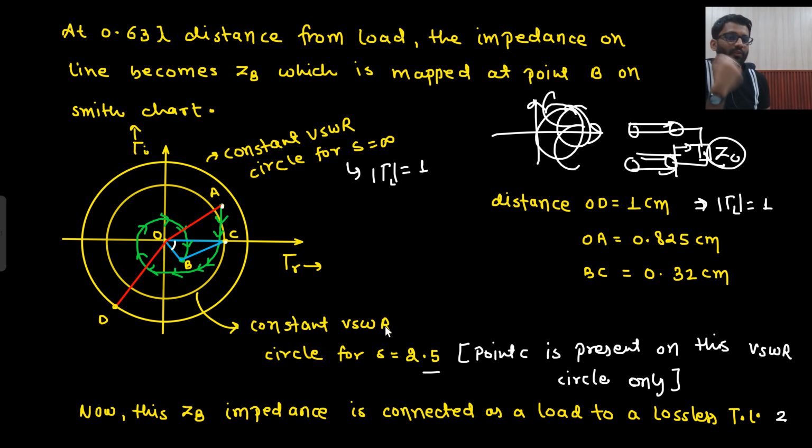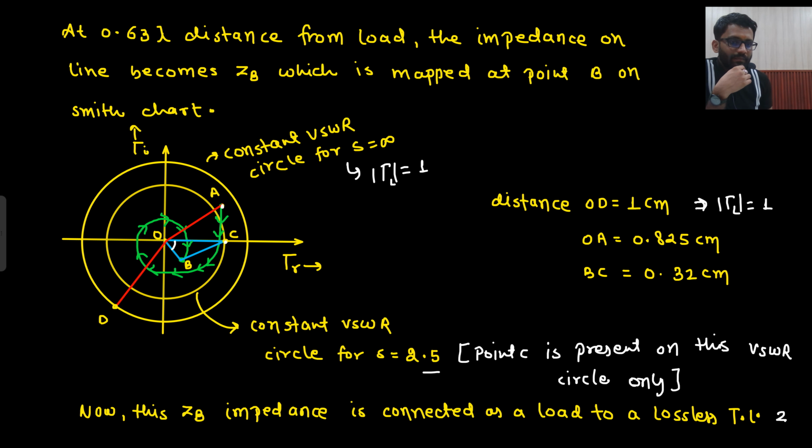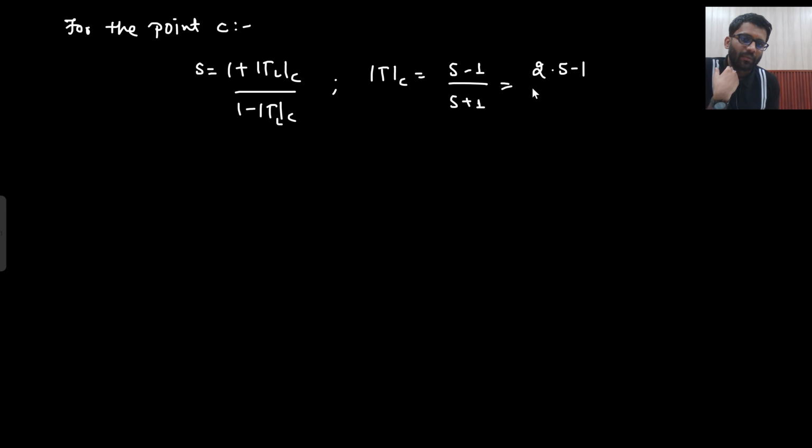And how can I get the length of OC? Because I know the S value. If I know the S value, that means can I get the value of mode of gamma L? Certainly I can get it. This is the formula, and we know this formula also. What is that? S minus 1 upon S plus 1. So that would be 2.5 minus 1 upon 2.5 plus 1. So that would be 1.5 divided by 3.5.